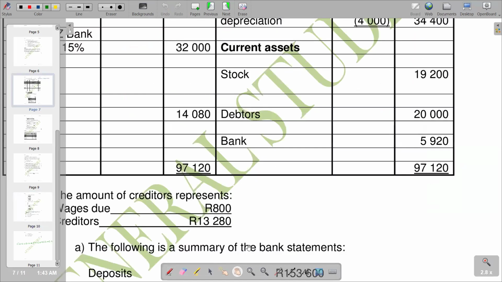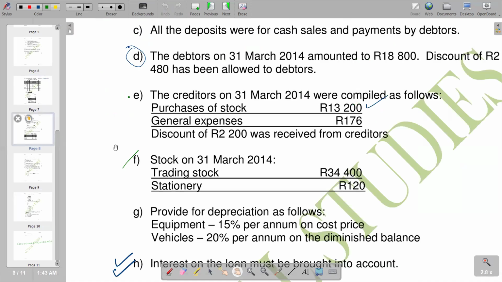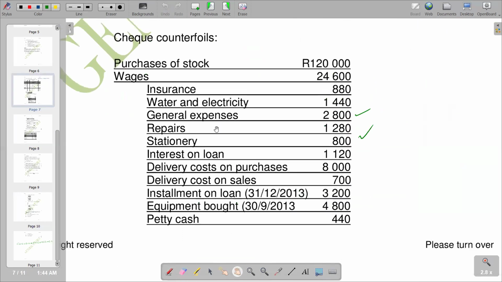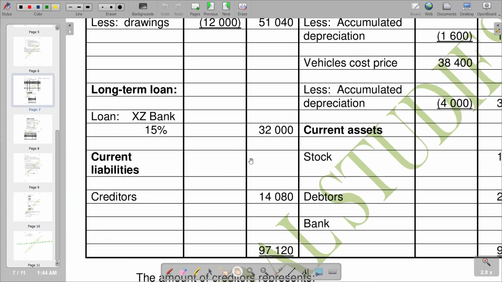Then we further see what we have after stationery. After stationery, we've got interest on loan, which is 1,120. For interest on loan, we check what the additional information says about interest on loan, and we see that it says interest on the loan must be brought into account. So we go to our balance sheet. That's where we have information about interest on loan. We see that we have got 50%, and then the loan that we have is 32,000.